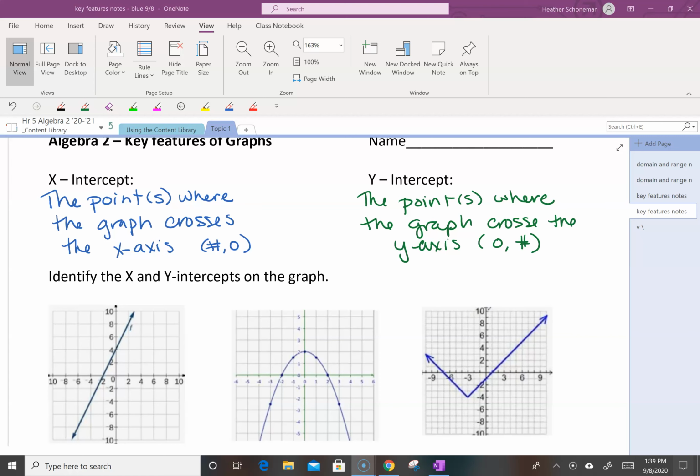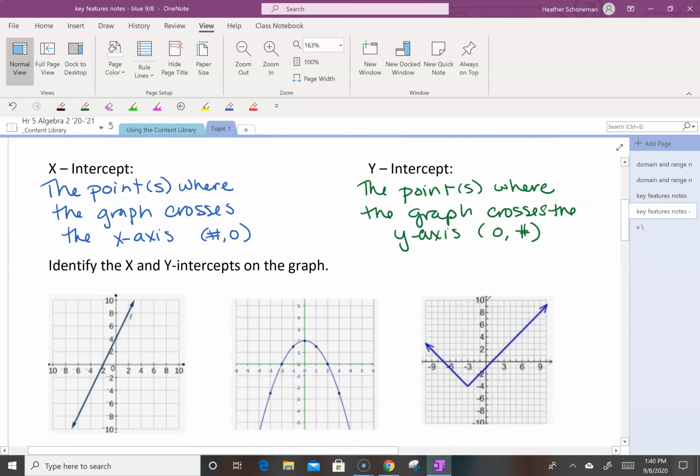So the first key feature. You learned domain and range last time, but the next one is x and y intercept. The x-intercept is the point or points where the graph crosses the x-axis, and it's always written as some number, comma, 0. That's not a hashtag, it means number, so 1, 2, 3, 4. The y-intercept is the point or points where the graph crosses the y-axis, and those are always written 0, comma, some number.